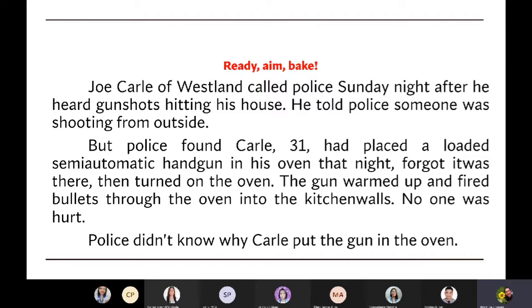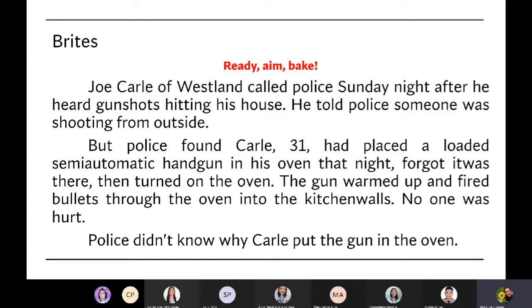Guess lang po. I think it's bright because it's okay. Humorous. Sa title pa lang. Mm-hmm. Okay, that's correct. Thank you, Anna. So, Ready, Aim, Bake is an example of humorous feature. Aside from it is humorous, tingnan nyo, ilang words lang siya, tas ayan na. Okay na siya, good to go na siya as a feature article.